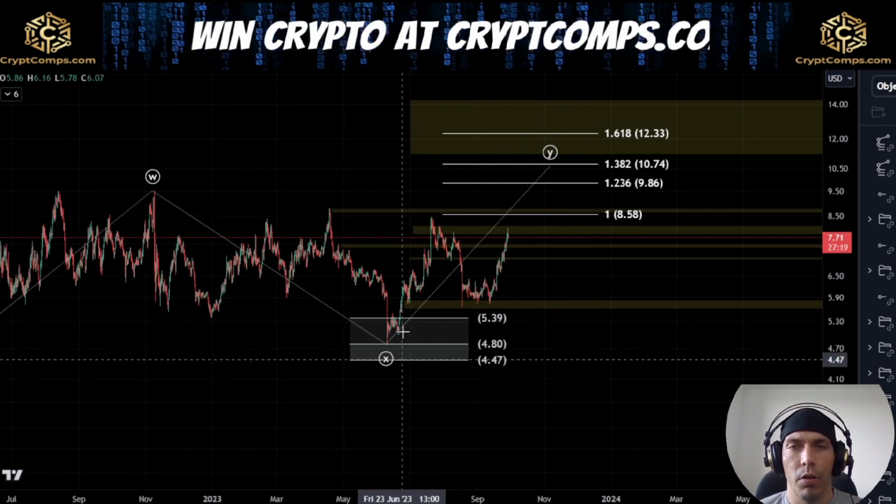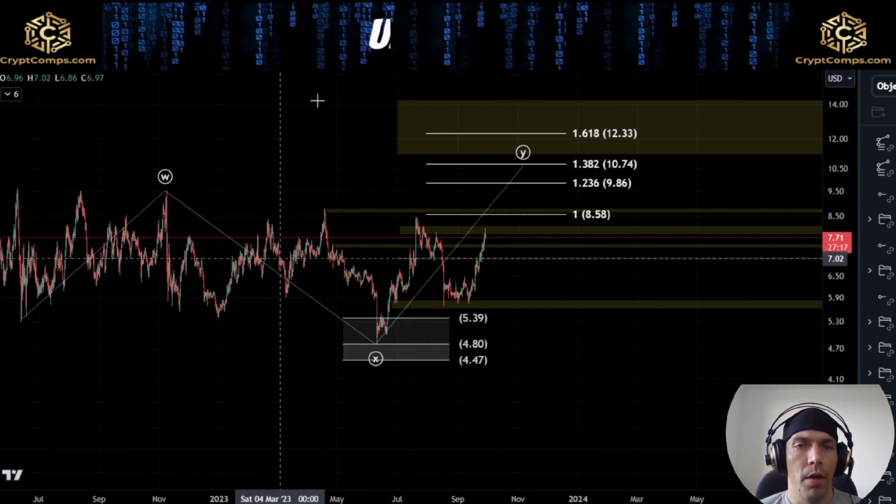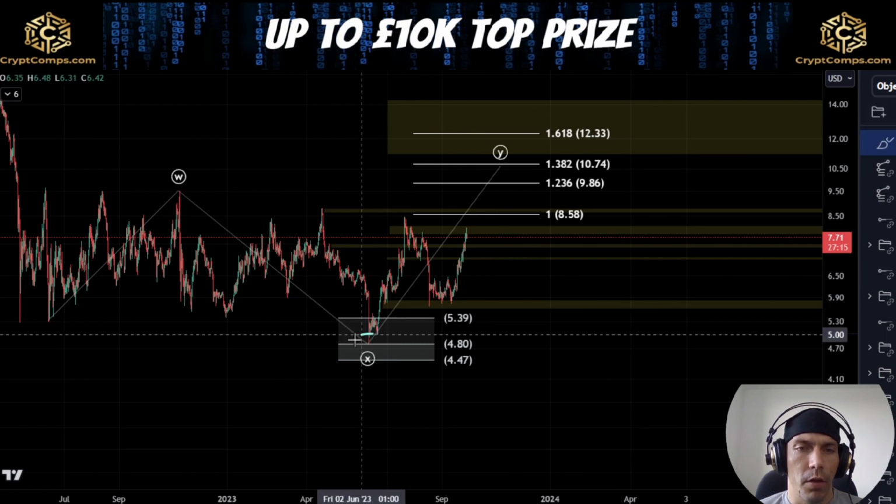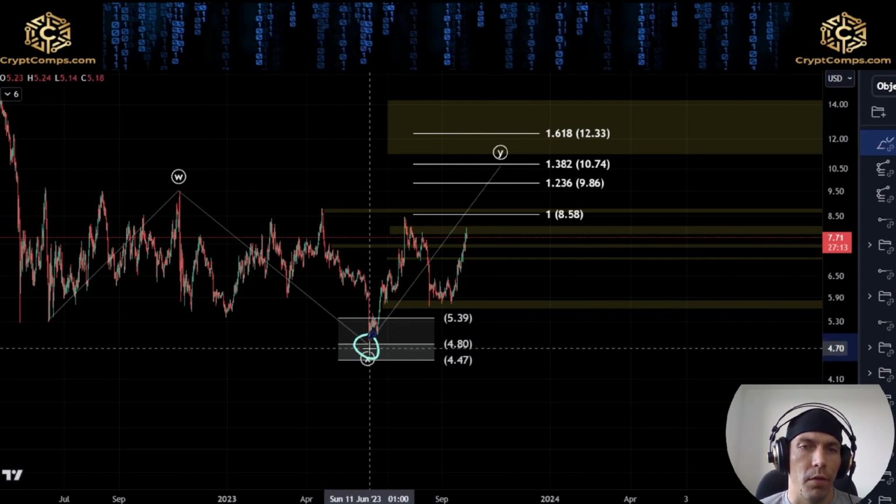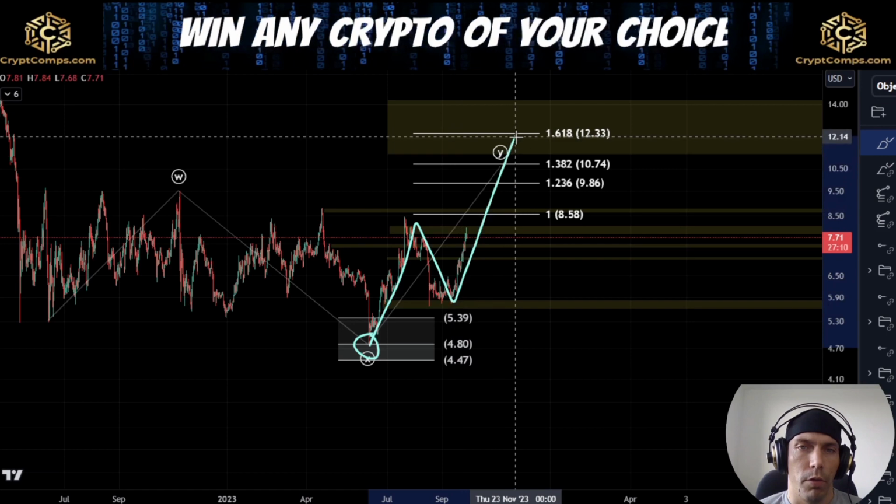So we're going to come in here and we're going to look at this idea of the Y wave here. Now, I am also looking out for the potential that we could look at this low point here and say that this could develop as 1, 2, 3, 4, and 5.